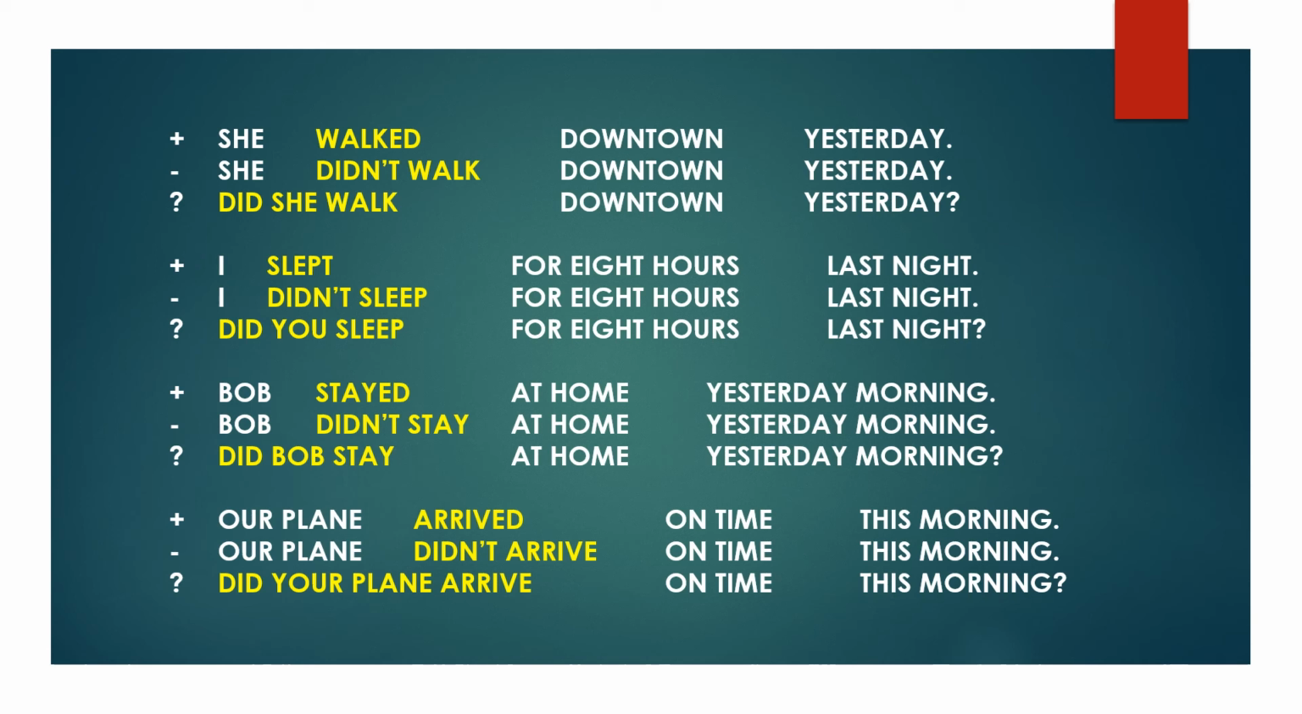I slept for 8 hours last night. I didn't sleep for 8 hours last night. Did you sleep for 8 hours last night? There's a positive, I slept. Negative will become didn't sleep. Interrogative becomes did you sleep.